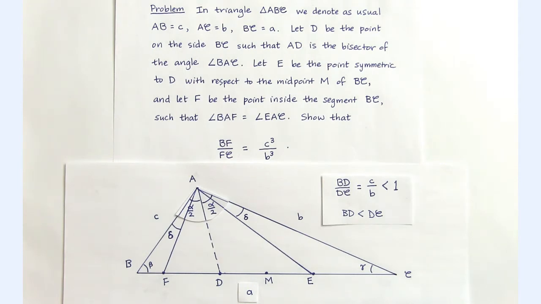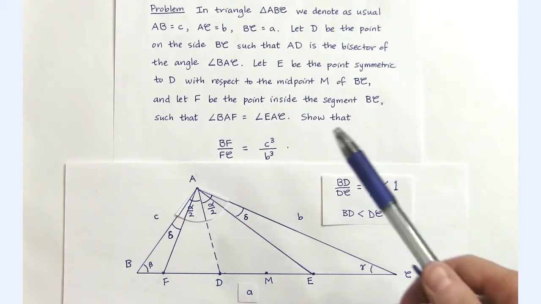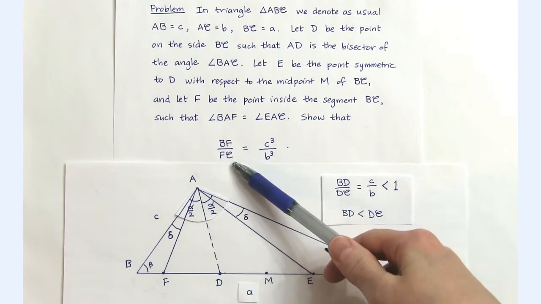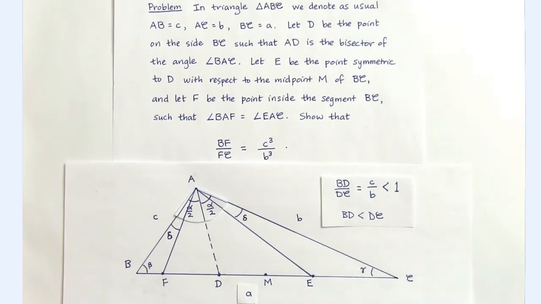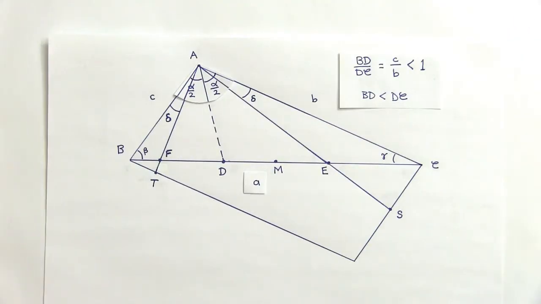And now that we understand what the question is asking, we can use the properties of angles and triangles to show how to solve the problem, and to show how that BF over FC is C cubed over B cubed. And that goes like this.